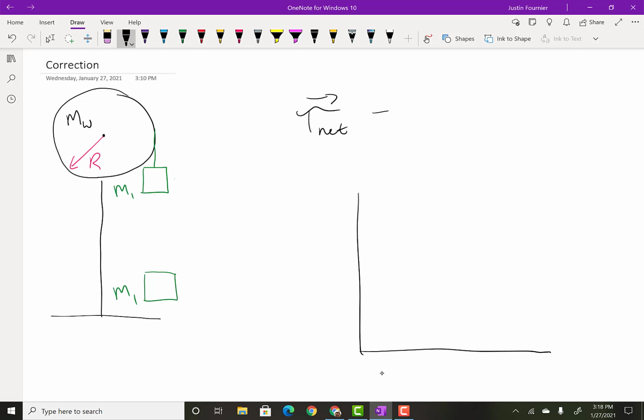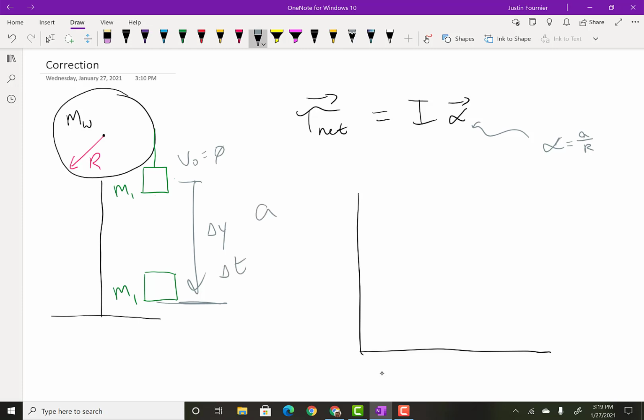So then I said, oh, do torque net equals I alpha, right? And alpha is equal to a over R, right? So I could just use this. The initial velocity here is 0. Let it drop until it hits the bottom. The displacement, delta y, you can measure, and then find the time it takes, and then you could calculate the acceleration. And with that acceleration, you can plug that in there. And then you could hang different masses.